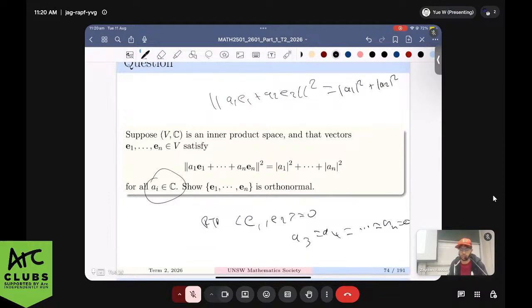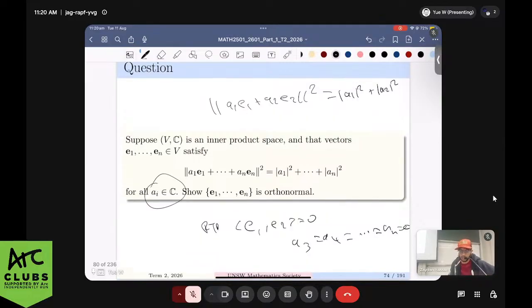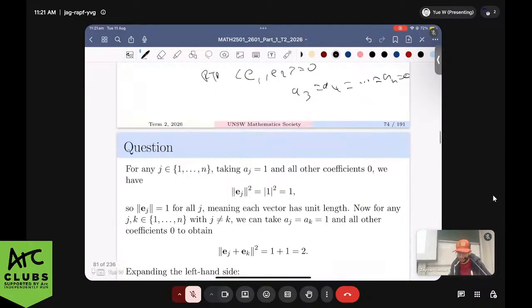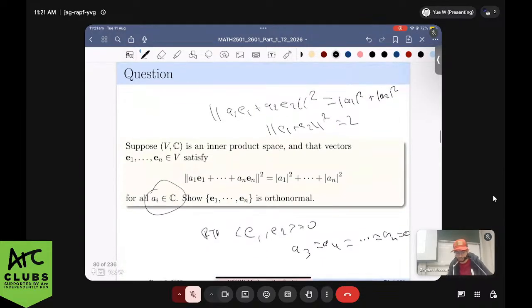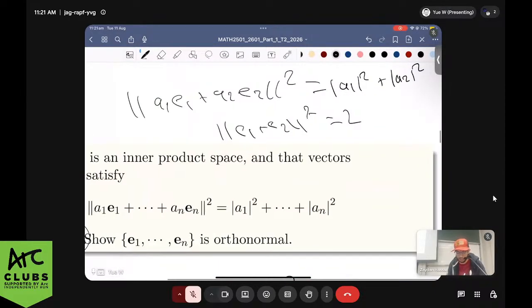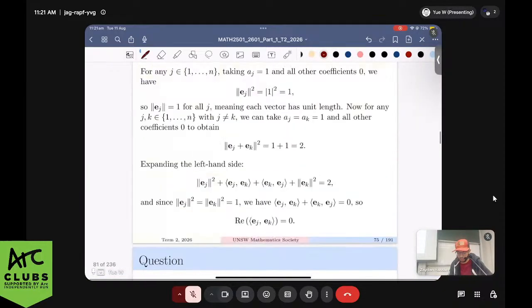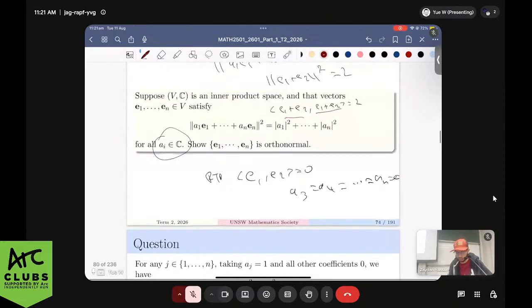Now, somehow we need to show they're orthogonal. Well, we want to take a1 and a2 to be something nice. I guess you could even just take a1 and a2 to be 1. So then you get this. One important thing to note is you can expand this. The norm squared is the inner product with itself. So you have this here. I have space. Okay, let's rub this out.